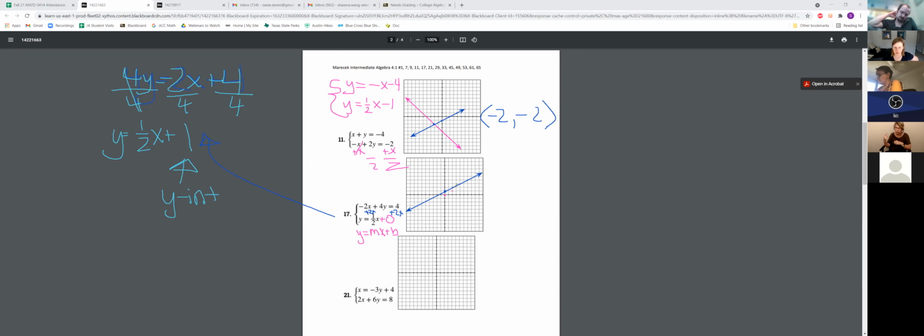Up 1, right 2. Up 1, right 2. That's interesting. Yes. They're going to be parallel. So what does that mean? Our solution is? They have the same slope. No solution. Yeah, no solution. Inconsistent. Yep, it's inconsistent. Good. No solution, inconsistent. Yep, parallel.